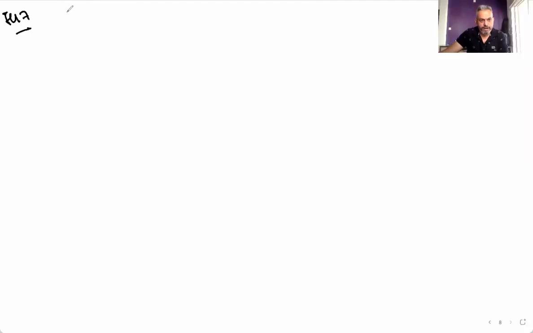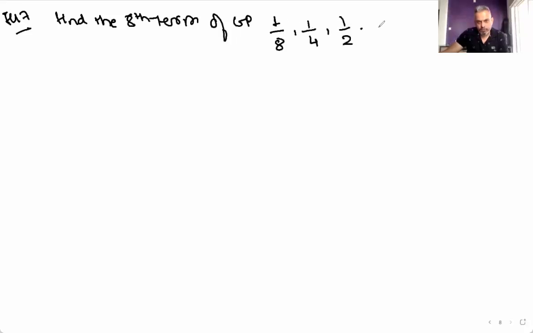Illustration 7. Find the 8th term of GP: 1 by 8, 1 by 4, 1 by 2, and so on. First, let's write what is A. A is equal to 1 by 8. Now we have to find out R.